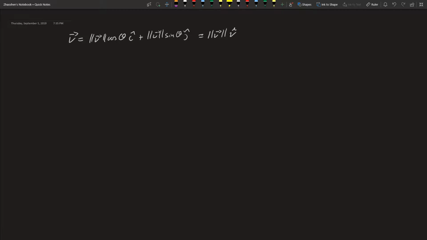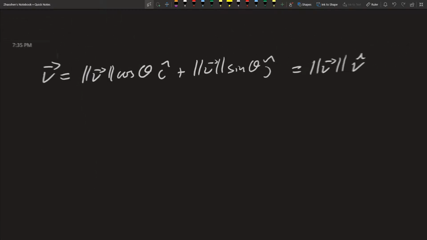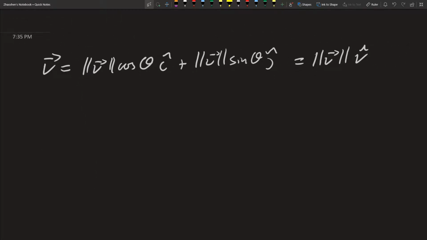So from the last video we arrived at the formula vector v is equal to the magnitude of v cosine theta i plus magnitude of v sine theta j, which is equal to magnitude of v times the unit vector in the direction of v. So what does this equation actually mean?